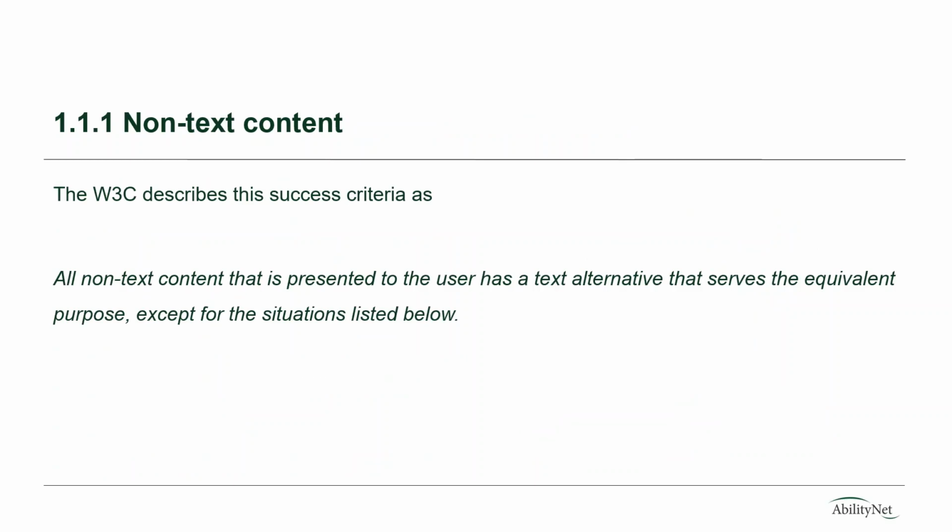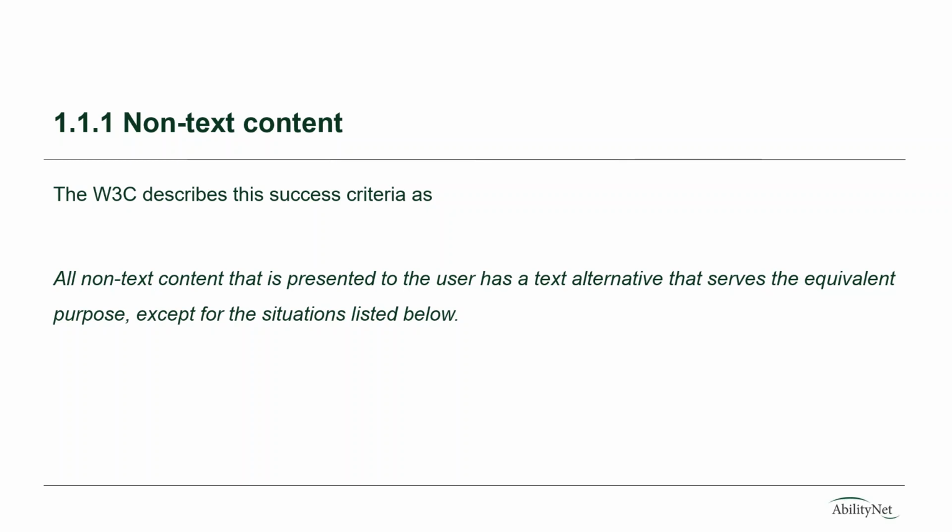So moving straight on, the very first WCAG success criteria, 1.1.1, is concerned with non-text content. That is because the web is a very visual medium, and it's important that visual media is made accessible to people who cannot perceive it. So the W3C describe this success criteria as being: all non-text content that is presented to the user has a text alternative that serves the equivalent purpose. And I've just left the second part in, except for the situations listed below.